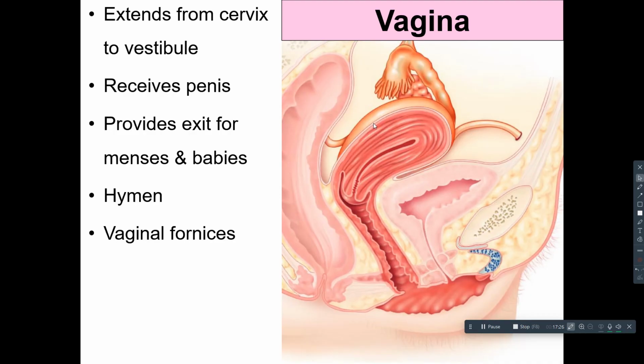Another anatomical tidbit we got to know is that because the cervix protrudes into the vagina, we have spaces on all sides, and those spaces are called fornices. Singular is fornix, so I have a posterior and anterior fornix here. These are two fornices.